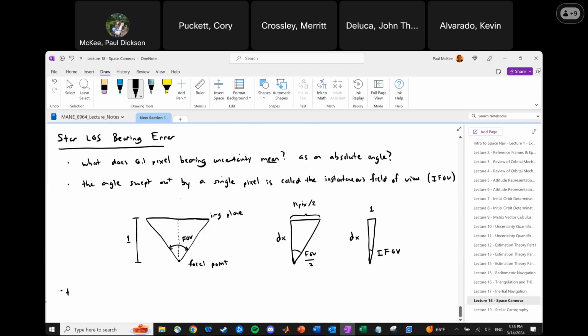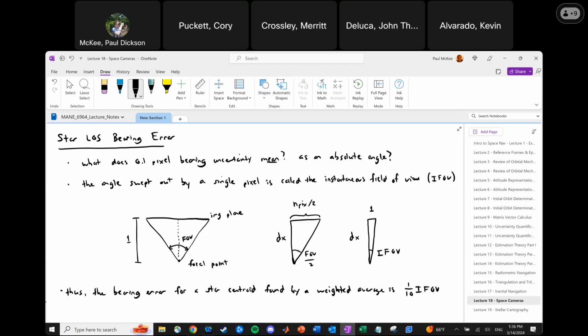Thus, the bearing error for a star centroid found by a weighted average is 1/10 of the instantaneous field of view. And now that's an actual angle. We could say it's this many degrees is how sure we are about where the stars are in the image, this kind of thing.